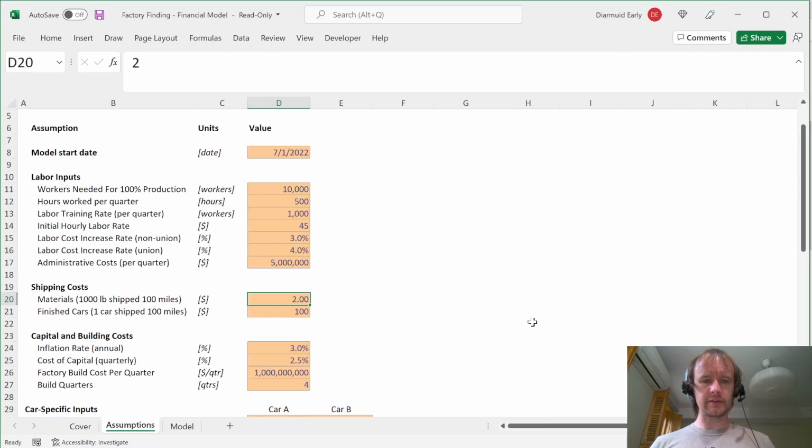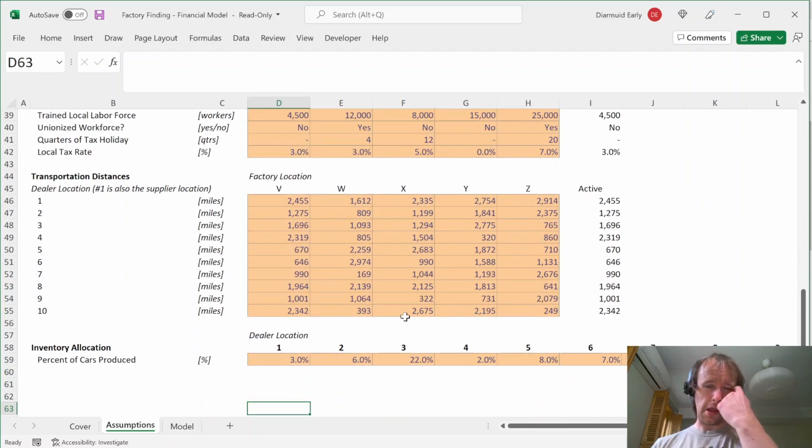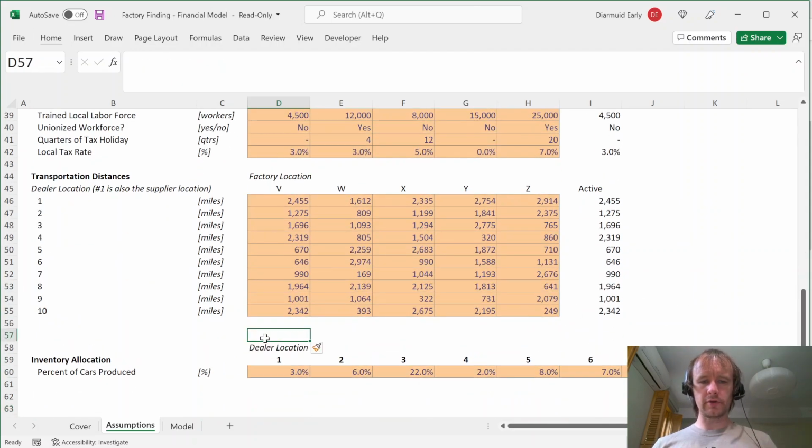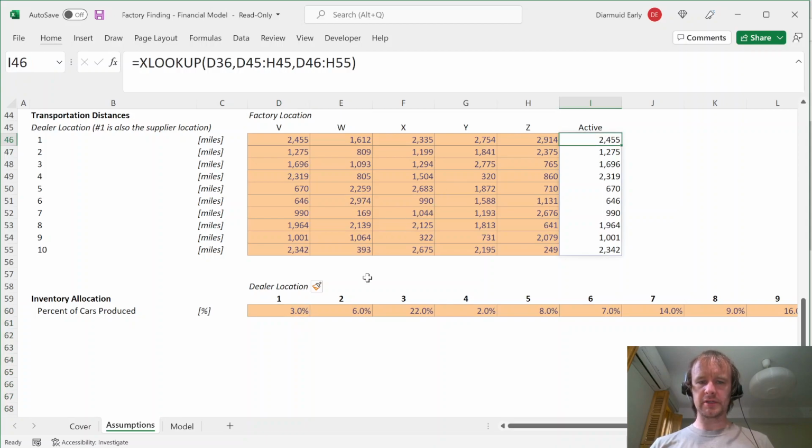Okay, so then next thing is car shipping cost. And now for this, we're interested in knowing how far we are shipping the cars. So here we're told that we sell 3% of our cars to dealer 1, which is 2,455 miles away, 6% of our cars to dealer 2, which is 1,275 miles away, etc.